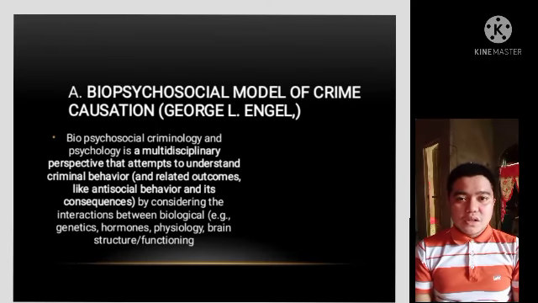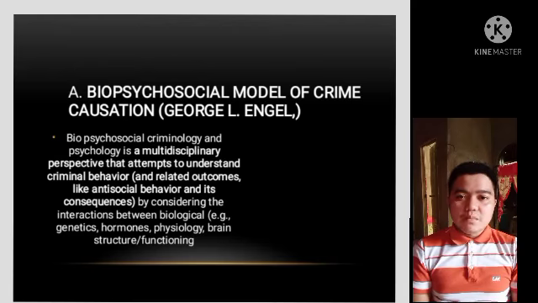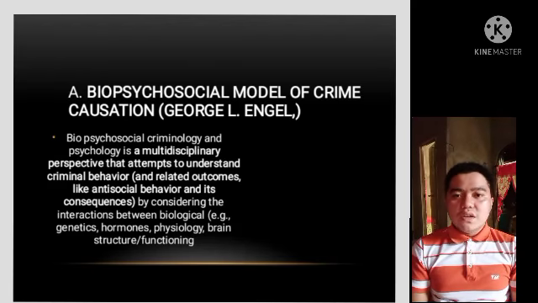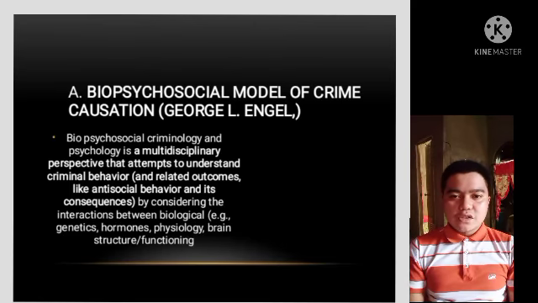Biosocial models of crime causation. Biosocial criminology and bioecology is a multidisciplinary perspective that attempts to understand criminal behavior and related outcomes like antisocial behavior and consequences, by considering the interaction between biology, genetics, hormones, sociology, brain structures, and functioning. For example, a person may have a genetic tendency to depression, but they must also have social and psychological conditions, such as high stress at work or in their personal lives, to trigger this genetic code for depression.